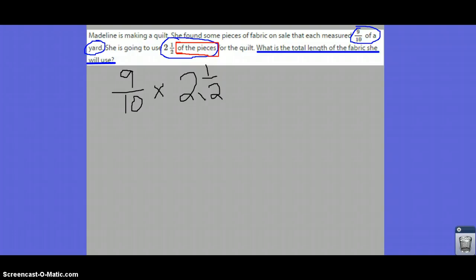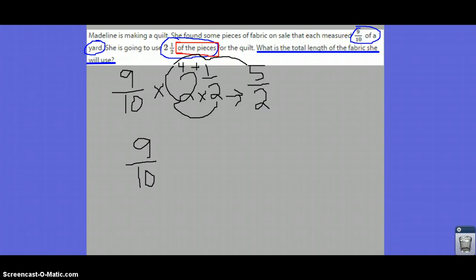So we're going to multiply the denominator times the whole number. 2 times 2 is 4. And then we're going to add the numerator, and we're going to get 5. And then we're going to keep the denominator the same, which would be 2. So now we've got 9/10 times 5/2. We're going to multiply the numerators straight across. 9 times 5 is 45. And 10 times 2 is 20.